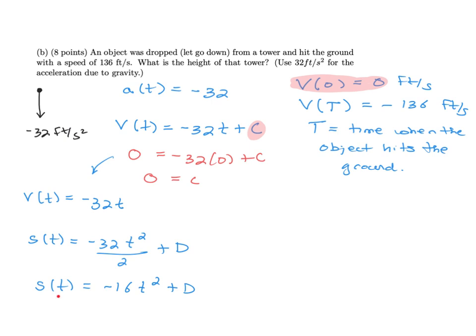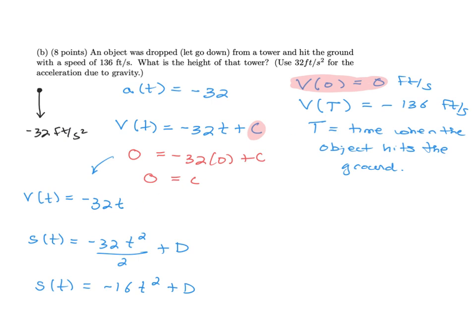S of t will represent the height of the object above the ground, meaning if you want to know the height of the tower, that's going to be the value of d, because if you put 0 in place of t, the only number left over is in fact d, the height at which it starts. To figure out this value for d, I think this is where this other piece of information will come into play. We have a formula for the velocity function, and we know the speed, the velocity actually, when it reaches the ground. That will allow us to solve for capital T.